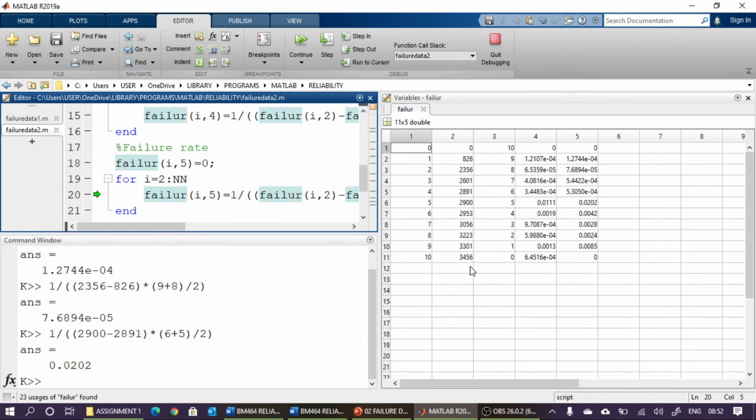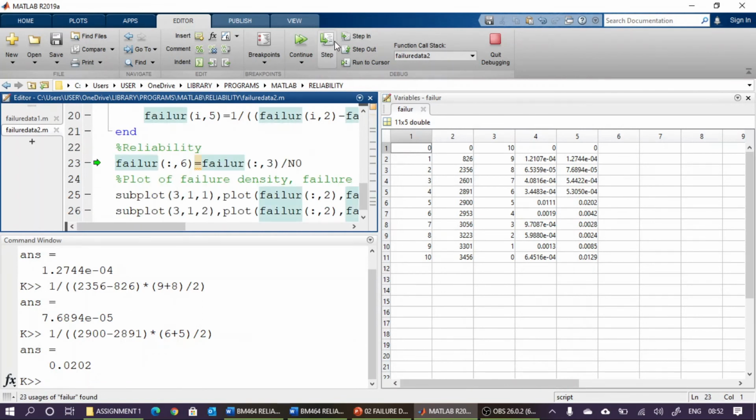1 divided by, in bracket, 3456 minus 3301, close the bracket, into, now average of these two, that is 1 plus 0 divided by 2. So we have 0.012. So this one is failure rate.